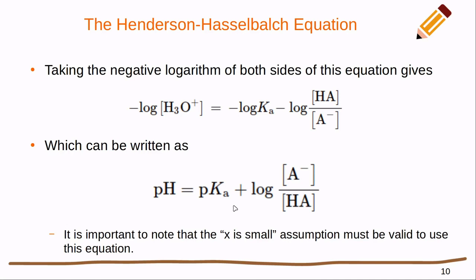What you're going to do is look up the pKa for the acid, and then put in the concentration of that salt that you added, the conjugate base. The salt concentration goes here, and the acid concentration goes there, and then you're going to be able to find the pH of the buffer. It is important to note that the x is small assumption must be valid to use this equation. So we need to have a Ka value that is relatively small in order for this to be valid and not have to solve a bunch of polynomials. If you look in the student solution guide, you can see that I derived a similar equation for bases that you can also use.